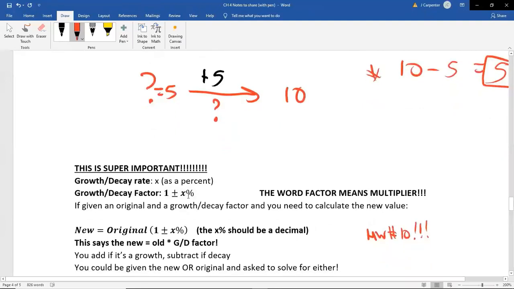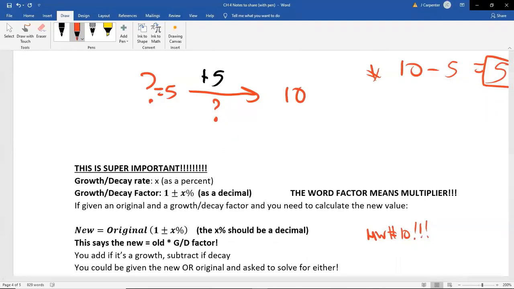So the growth factor is just you take 1 and you add the percent value, but as a decimal. I know this says 1 plus or minus X percent, but this should be as a decimal. So if you are talking about a 7% increase, the decimal value would be 0.07. So you'd be taking 1 plus 0.07. If you're talking about a 7% decrease, you'd be doing 1 minus 0.07. See, that plus or minus tells you whether you're going up or down. If it's an increase, you choose the plus. If it's a decrease, you choose the minus.